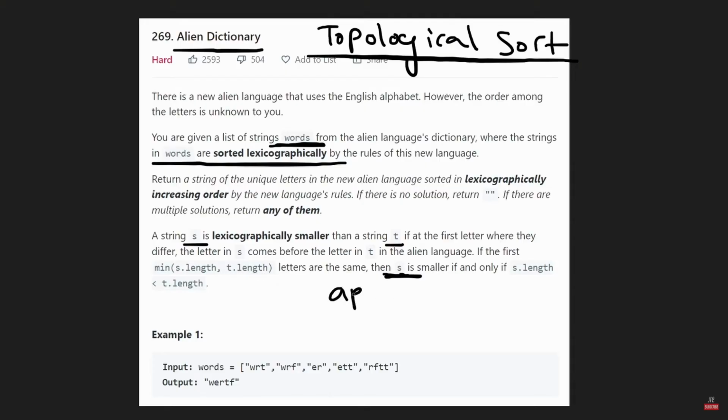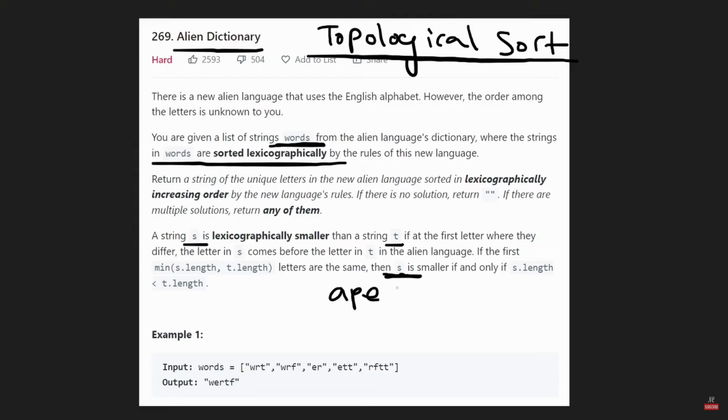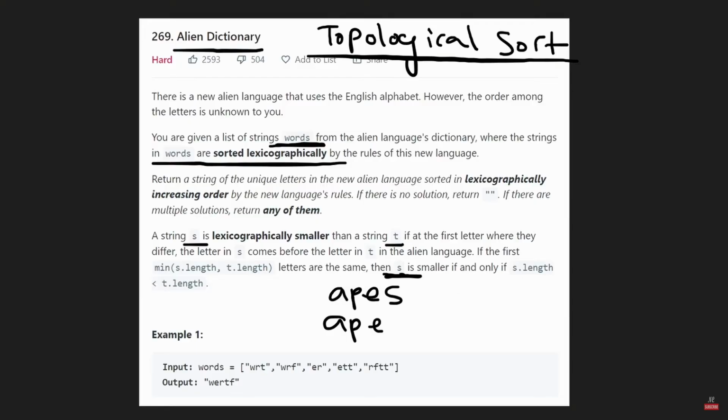So for example, if we had one word ape and another word apes, no matter what, since this word is basically a prefix of the second word, they match, right? So whatever the longer word is, it is always going to come after the shorter word. And what if we were given a list of words where that was not the case? What if we were given apes and then we were given ape? Well, based on what they just told us, that's invalid, right? They say the opposite must be true. So what we can say is if we ever see something like this in our list of words, then we know there's no solution, and that's going to be one case where we return an empty string.